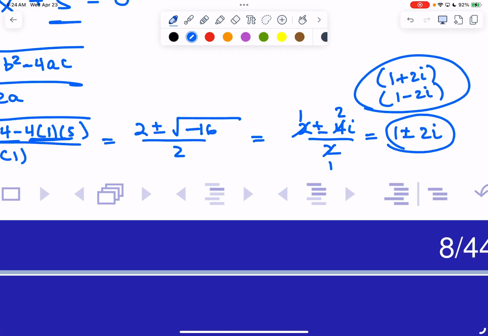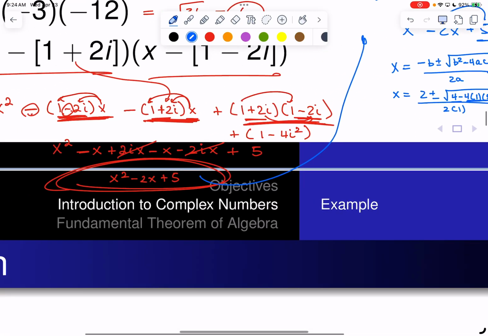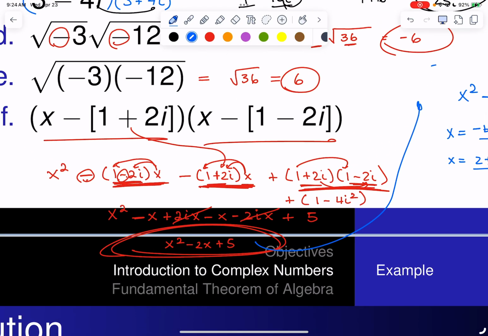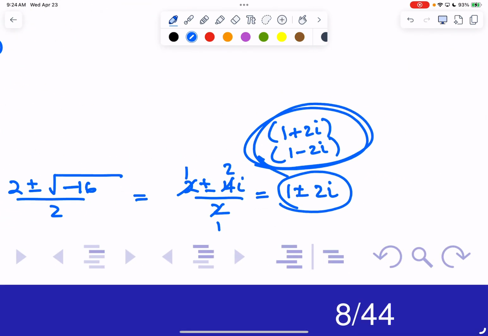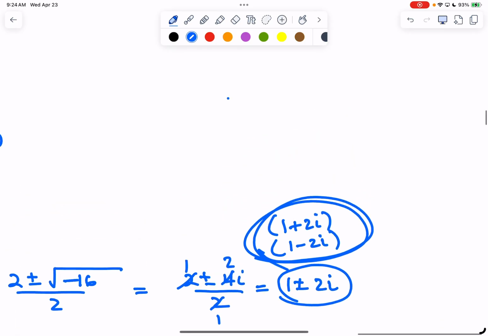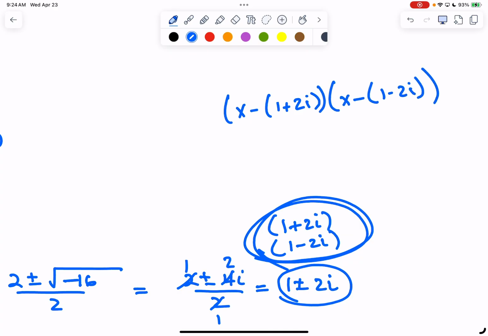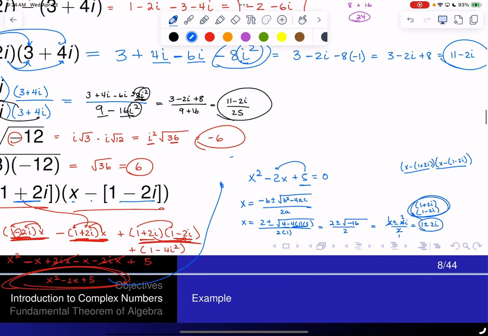Look, if you write it back in factored form, remember you always do the opposite. x minus (1 plus 2i), x minus (1 minus 2i). There it is. There's my 2 zeros. And we just multiplied that out to see that it gave us x squared minus 2x plus 5.